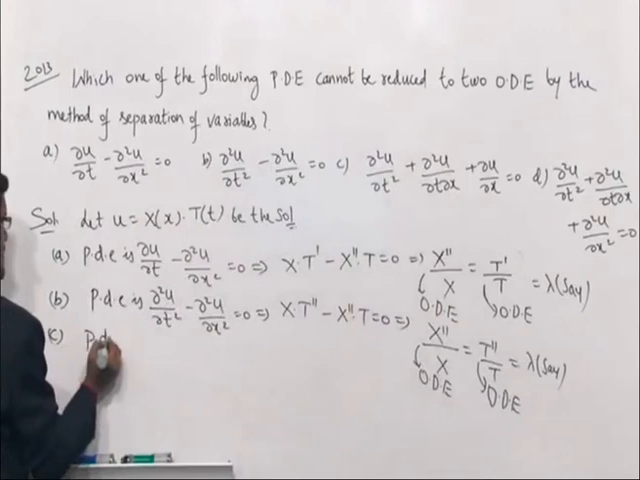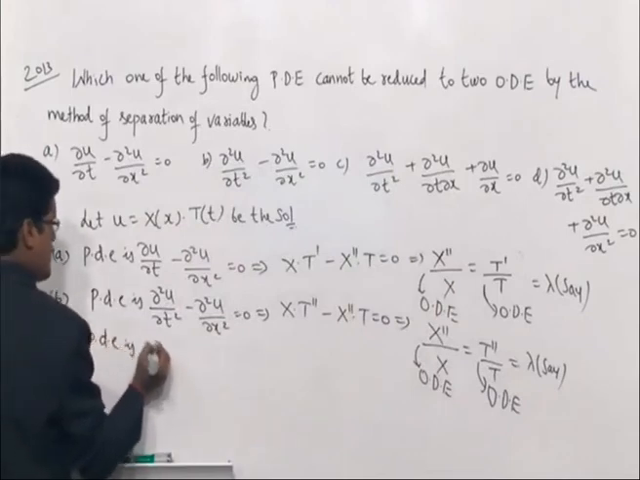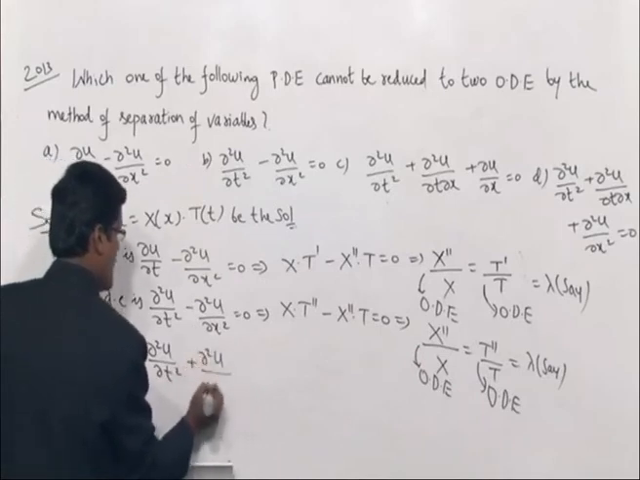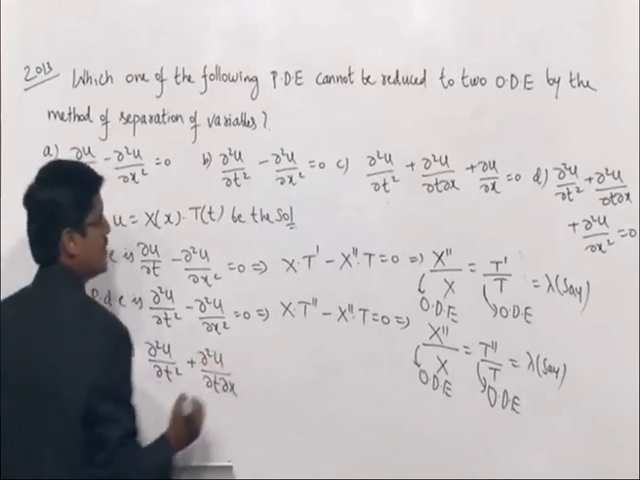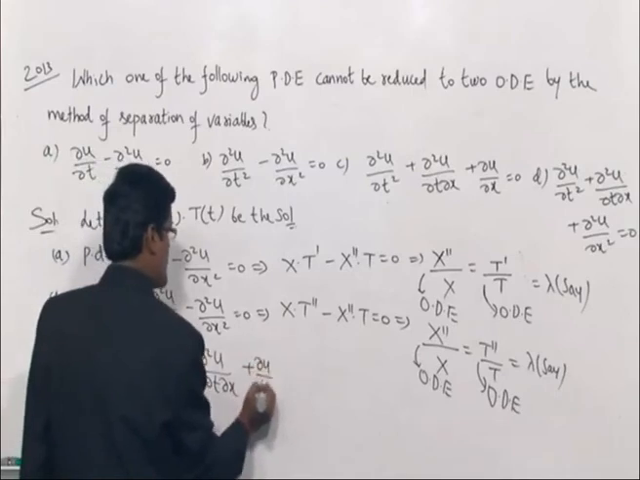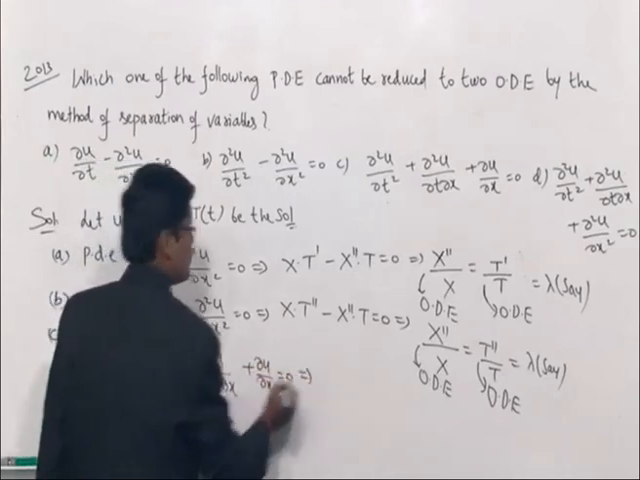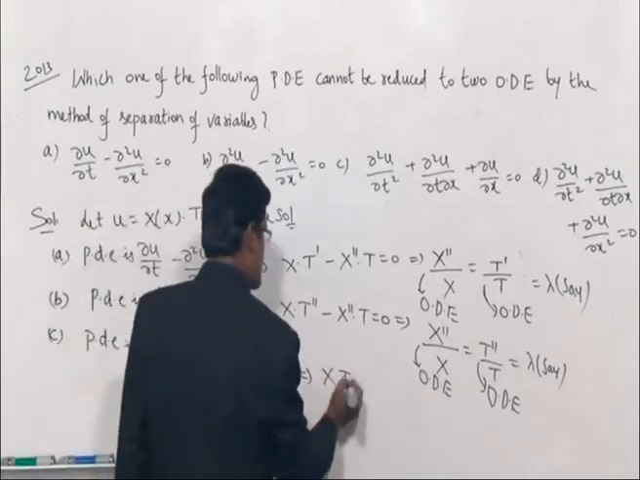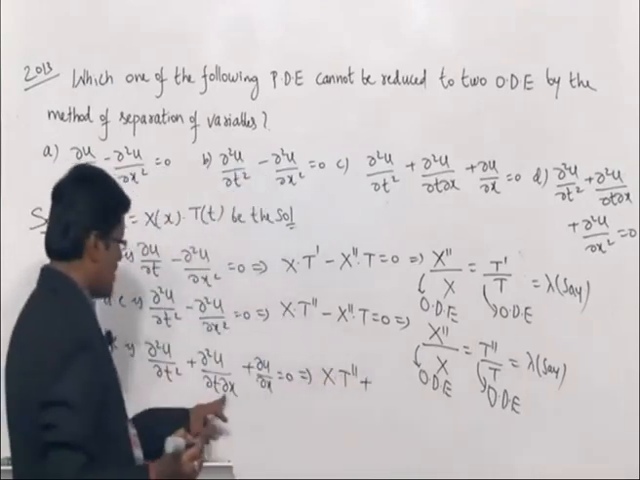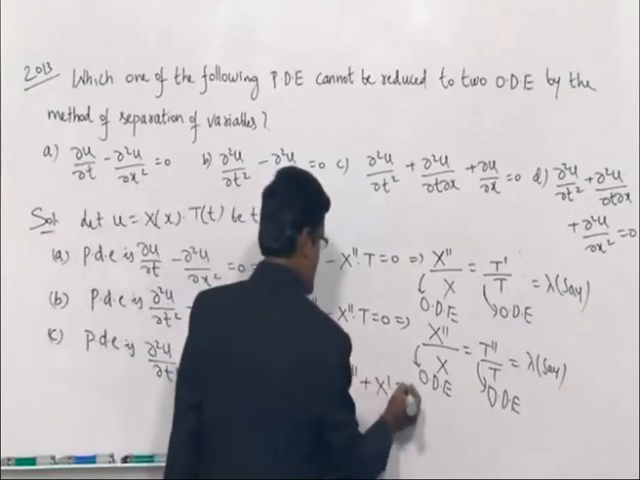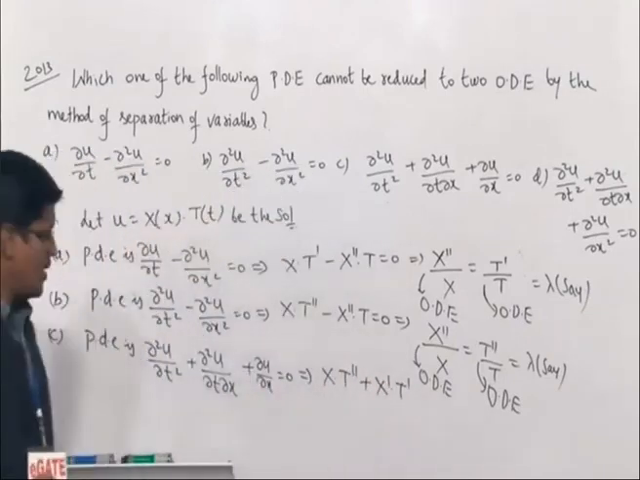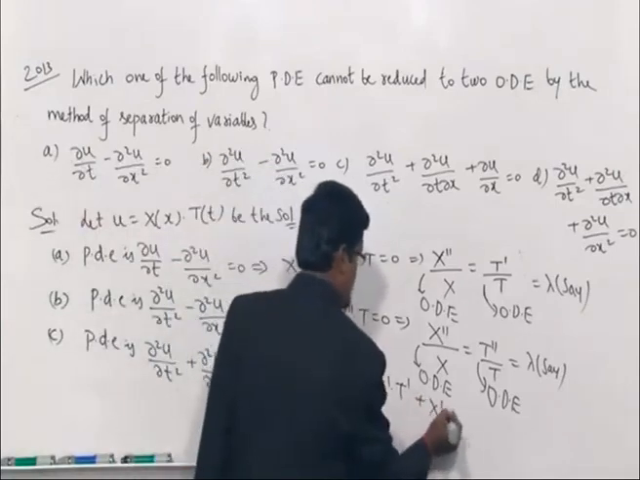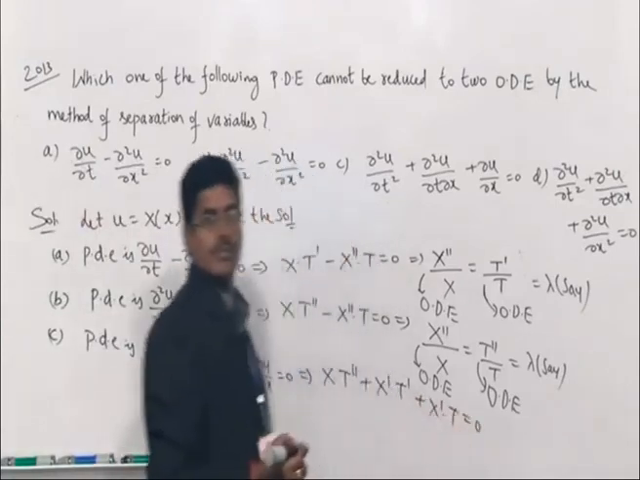Option C, PDE is dou square u by dou t square plus dou square u by dou t dou x plus dou u by dou x. This simplifies to, with respect to t, 2 times means x into t double dash plus 1 time t, other time x. So that is x dash into t dash. Next dou u by dou x with respect to x only. So plus x dash into t is equal to 0.